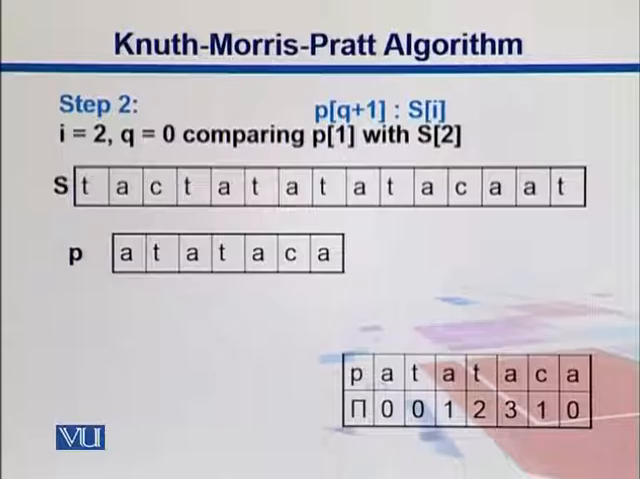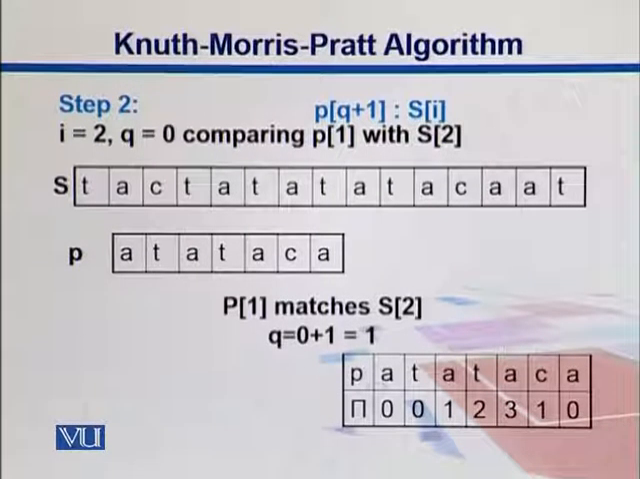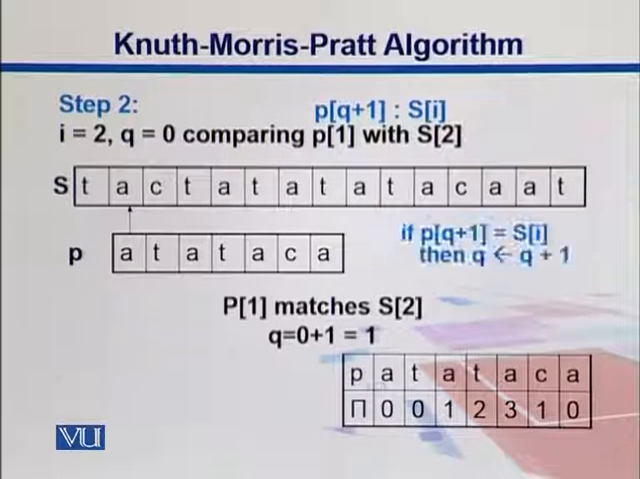In step 2, our i is equal to 2, so we are comparing s of 2 with p of q plus 1, where q was 0 in this case. Do they match? Yes. So q gets incremented to 0 plus 1, so now q becomes 1. We go up, and now our p becomes 2, since q plus 1, 1 plus 1, becomes 2, and we then compare the second character. This was to re-emphasize that if p of q plus 1 is equal to s of i, that part of the algorithm I've just pasted is to tell you why this q is being incremented. It's because of this.